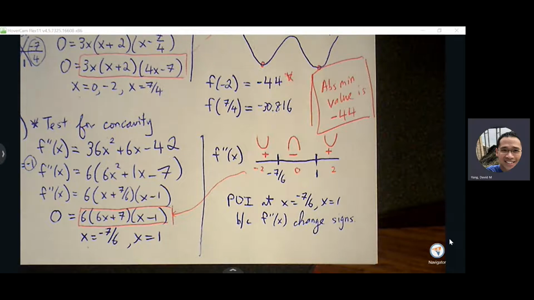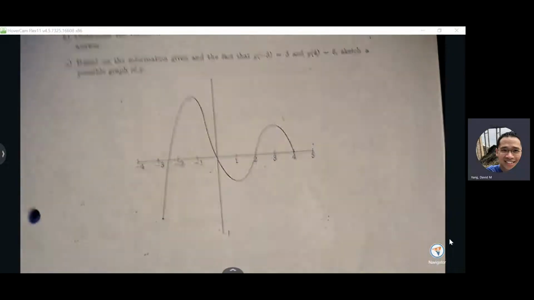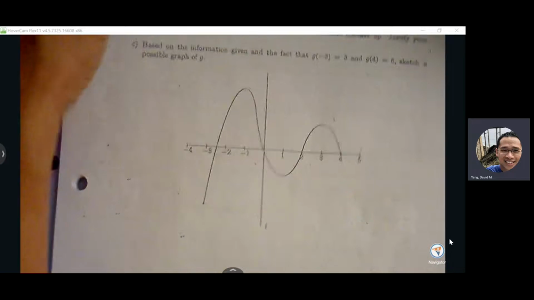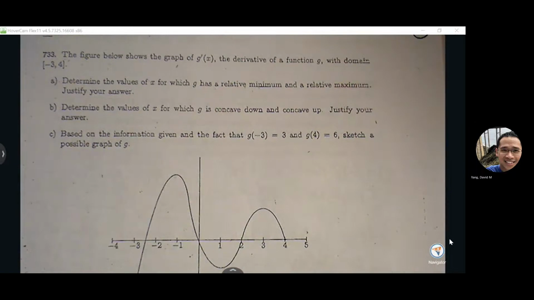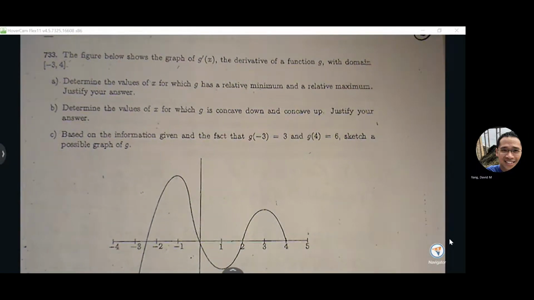Okay, let's go to page 2. I'm sorry, let's do page 3. Page 2 is more of the same. Page 3 is where we can practice with our derivative graphs. The figure below shows the graph of g prime, which is the derivative of function g with domain -3 to 4. Determine the values of x where g is relative min, relative max, where the graph is concave up, concave down, and then sketch a possible graph of g.